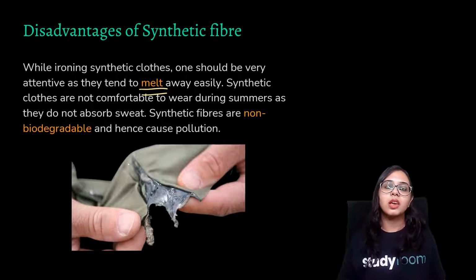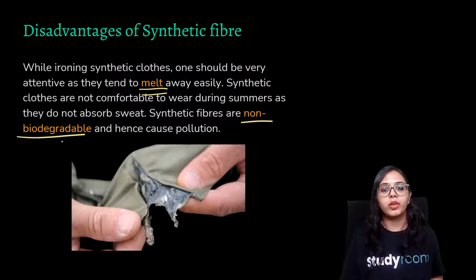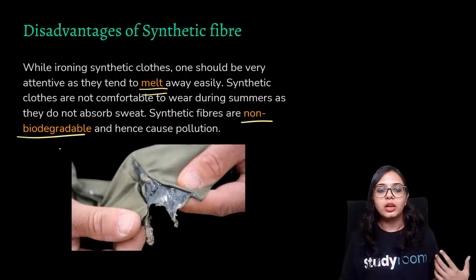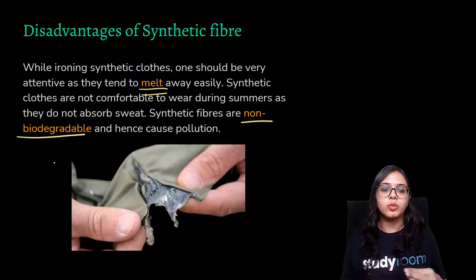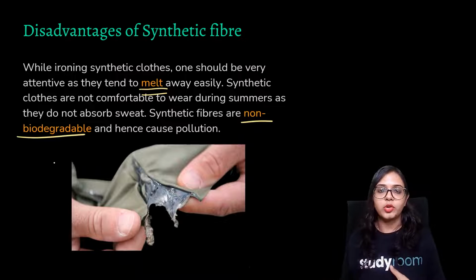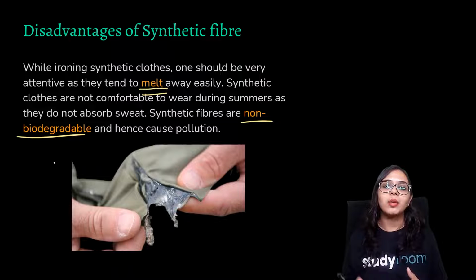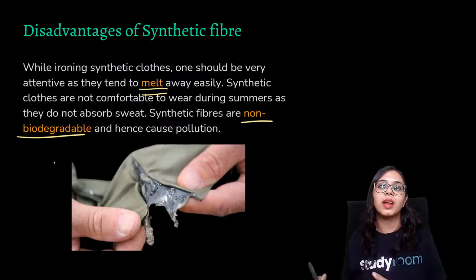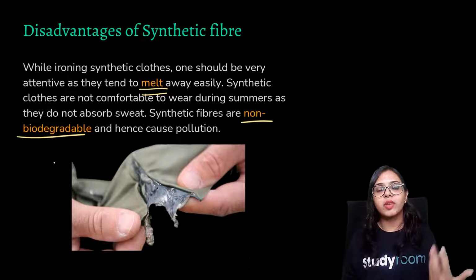And synthetic fibers are also non biodegradable and hence cause pollution. Non biodegradable means they cannot be degraded easily into nature. All kinds of products contain some consistency, some property by which they can easily be absorbed into nature. But when you throw away synthetic fibers in nature, they cannot be broken down into simplified pieces that can be absorbed into nature. So synthetic fibers are non biodegradable, hence they cause environmental pollution.